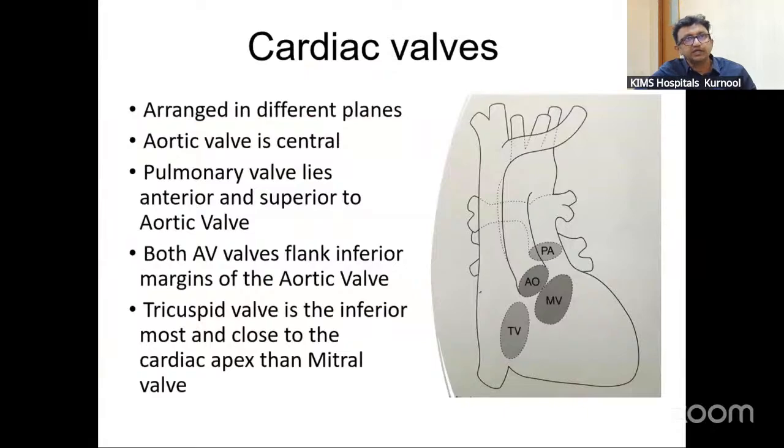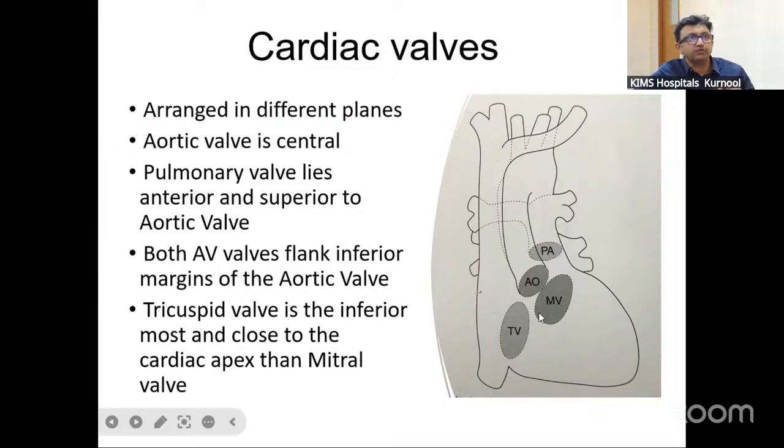So regarding the cardiac valves, again, they are not all arranged side by side. They are arranged in different planes. The aortic valve is central in position, and all the valves are surrounding the aortic valve. The pulmonary valve lies anterior and superior to the aortic valve, as you can see in the picture. And both the AV valves flank the inferior margins of the aorta.